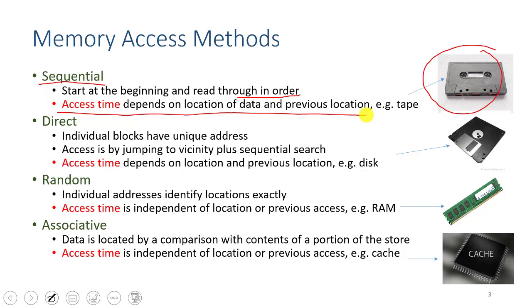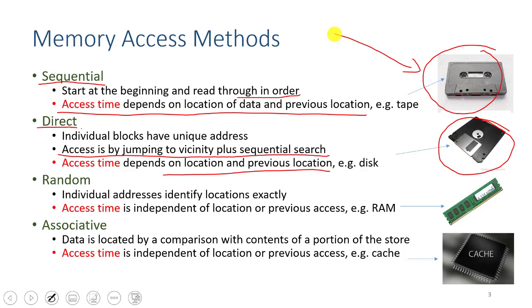The next type is the direct access memory, which has addresses of unique blocks in the magnetic tape, and an example is the floppy disk and CD-ROM. So the access time is by jumping to the block plus the sequential search. So the access depends on the location of the previous location. Now, just keep in mind, tapes are very slow. Floppy disks are much faster.